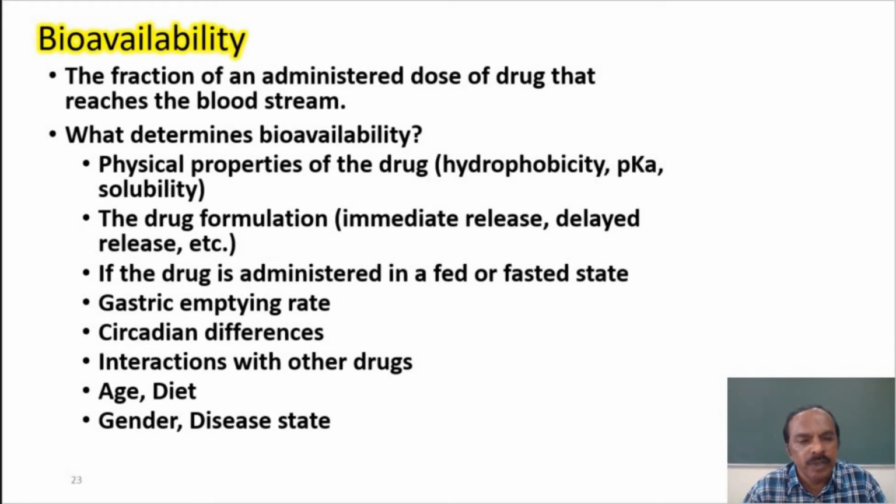For example, physical properties of the drug formulation, whether the drug is administered in a fed or a fasted state, gastric emptying, circadian differences, interaction with other drugs, age of the person, diet of the person, gender, disease state. So the availability of the drug in the bloodstream depends on various factors. Based on this, the medical practitioners or the doctors will administer the drug. The amount of the drug used is determined by all these factors.